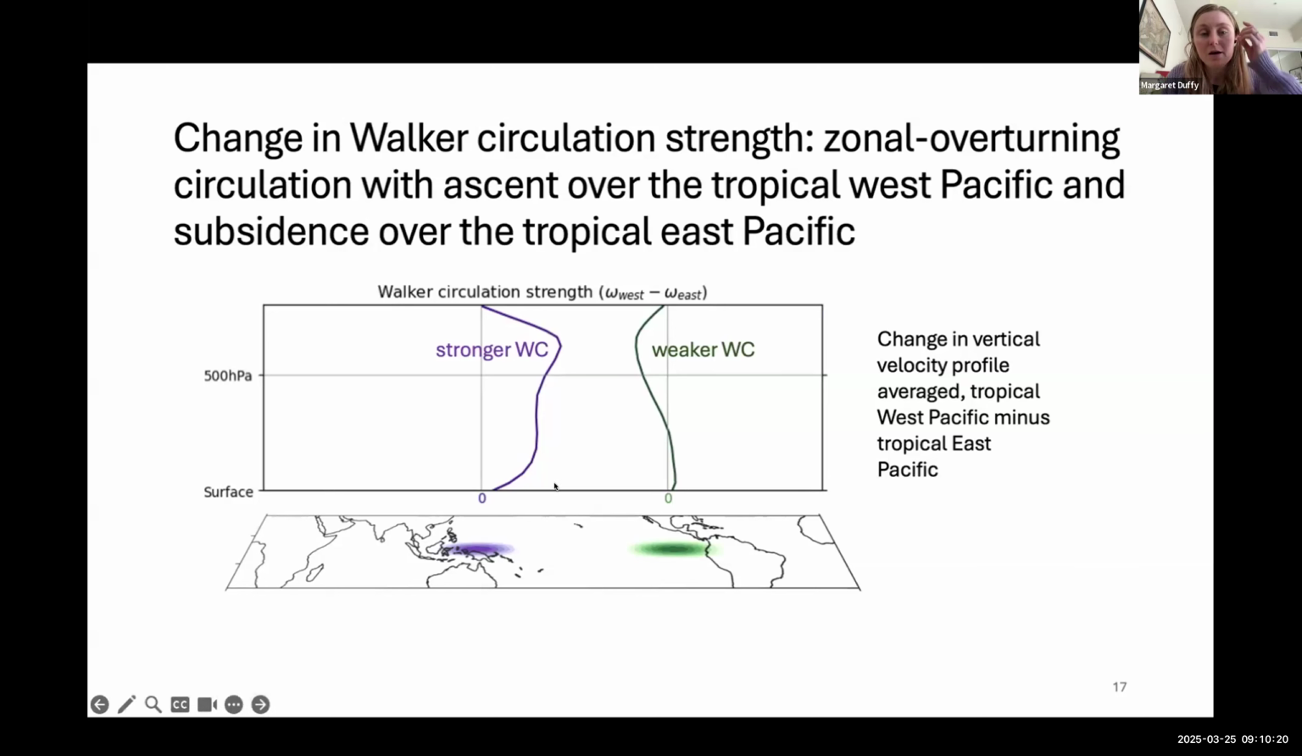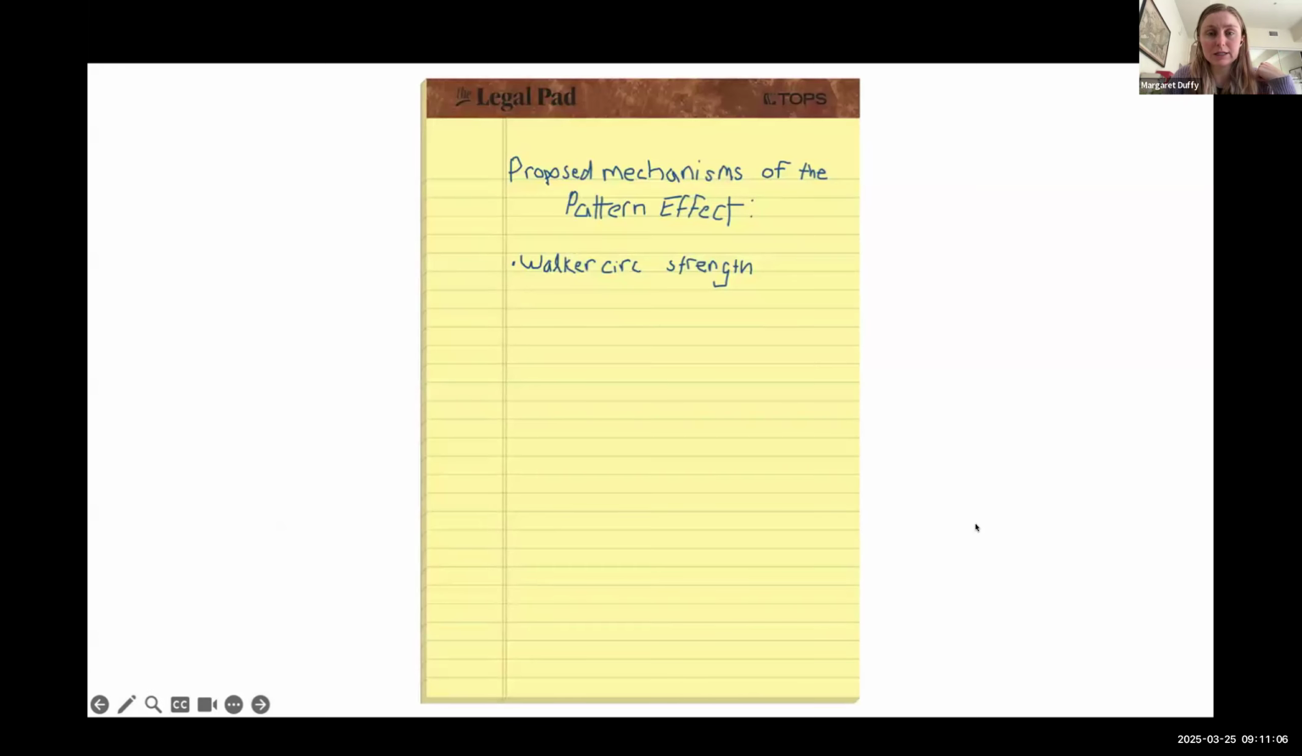If we look in our patch experiments, and this figure is a little confusing, let me walk you through it. If we measure the Walker circulation strength using the difference in vertical velocity profiles averaged over a West Pacific box and an East Pacific box, the anomaly in that difference if you warm in the West Pacific is in purple, and the anomaly if you warm in the East Pacific is in green. So what this is telling us is that if you warm in the tropical West Pacific, you strengthen your Walker circulation, and if you warm in the tropical East Pacific, you tend to weaken your Walker circulation. Okay, so this looks good. Let's put that on our list.